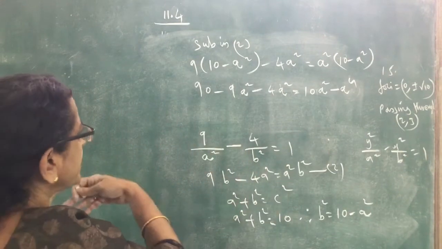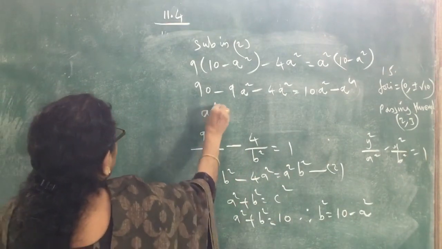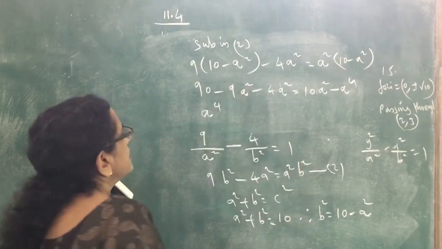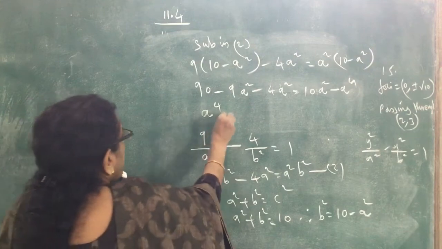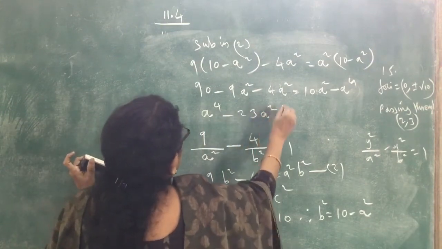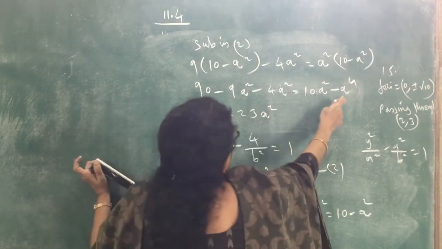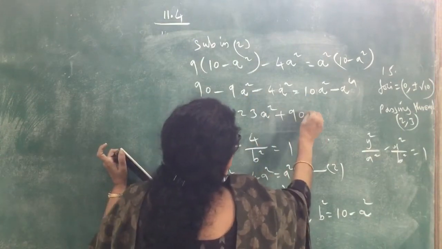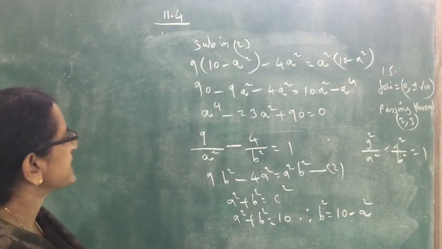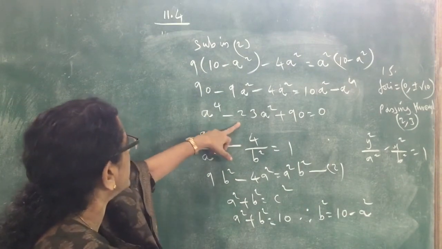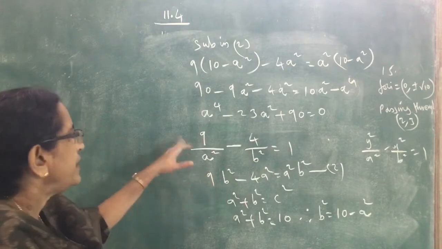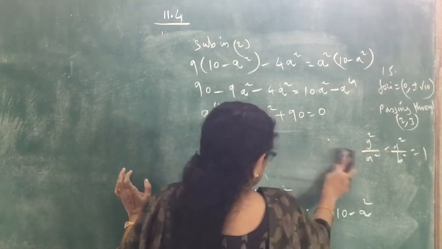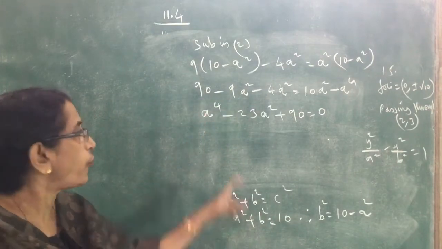Now we can take all the terms to one side. So a raised to 4, minus 10 minus 4 minus 9, that is minus 23a square, then plus 90 equal to 0. So the equation is a raised to 4 minus 23a square plus 90 equal to 0. See the degree of the equation, it is a fourth degree equation.